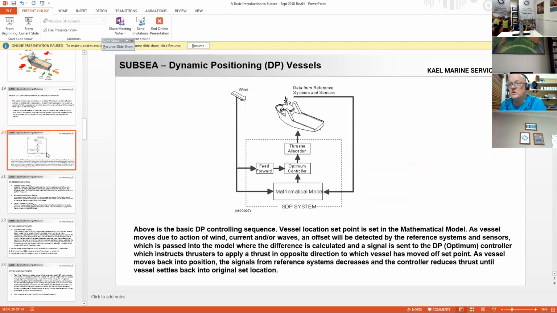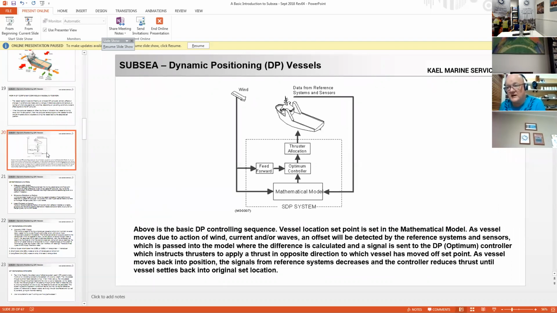Okay, so this drawing is a basic DP controlling sequence. The vessel location set point is set in the vessel's mathematical model. As the vessel moves due to action of the wind, current, or waves, an offset will be detected by the reference systems and the sensors, which is passed into the original model, where the difference is calculated, and that difference sends a signal to the DP controller, which instructs the thrusters to apply a thrust in opposite direction to which the vessel has moved off of its set point.